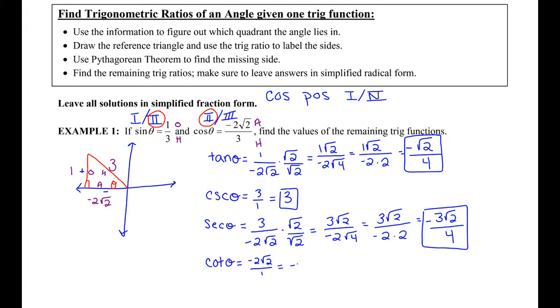Before moving on to the remaining examples, please pause the video one more time and make sure that you understand where I got each part of this problem. When you're done, flip over to the next page.